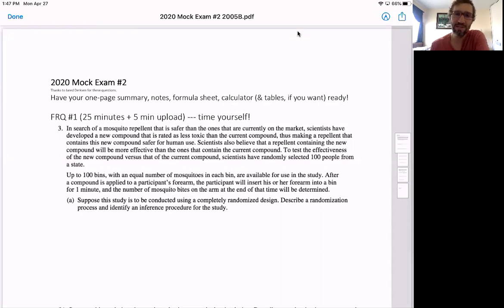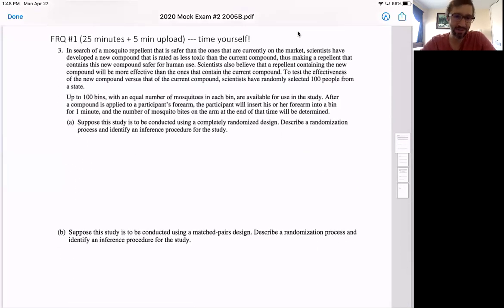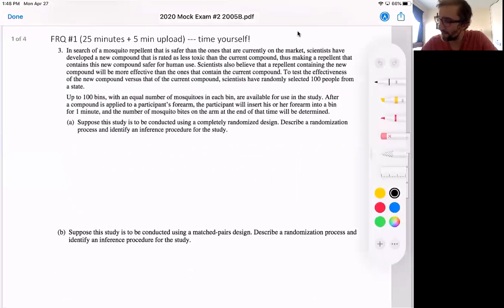This is a really good question, not only assessing your knowledge of matched pairs designs and completely randomized designs, but also how to randomly assign treatments, as well as what inference procedure. So this is kind of doing chapter 4 about sampling and experiments, combining it with what you know about inference and significance tests and stuff like that. So this is the 25-minute question, the first question. Probably a lot of writing that you have to do on that first question, a lot of typing, as it were. We have 100 randomly selected people.